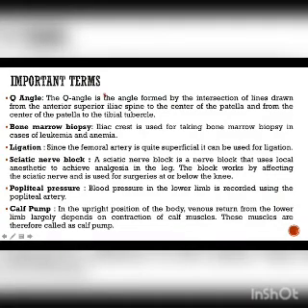So coming to the end of the video, here we have a few important terms which are related to the clinical anatomy and applied aspects of the lower limb. What is Q angle? Q angle is the angle formed by the intersection of the lines drawn from the anterior superior iliac spine to the center of the patella and from the center of the patella to the tibial tubercle. It is usually 15 to 20 degrees. Bone marrow biopsy. Iliac crest is used for taking bone marrow biopsy, especially in cases of leukemia and anemia.